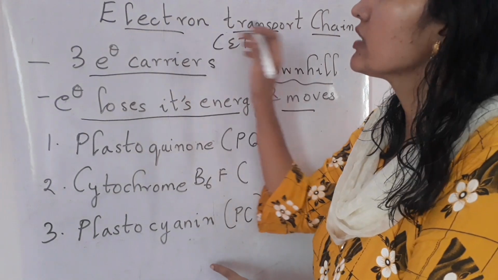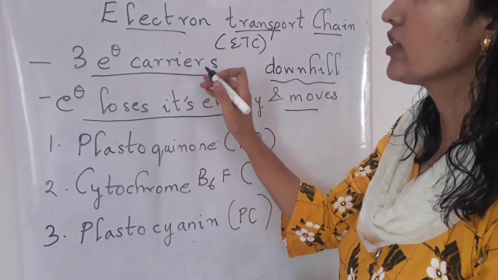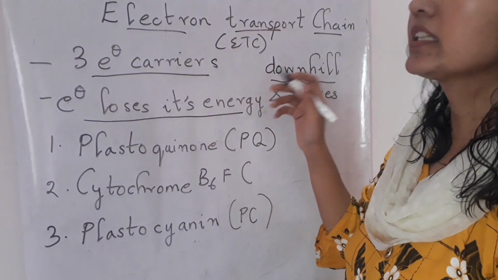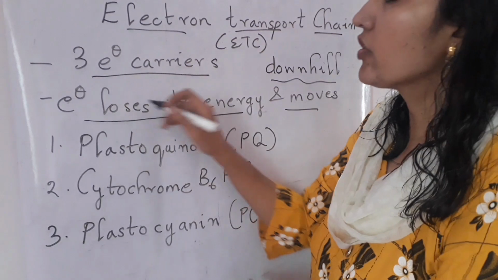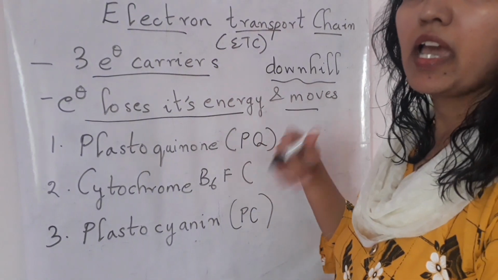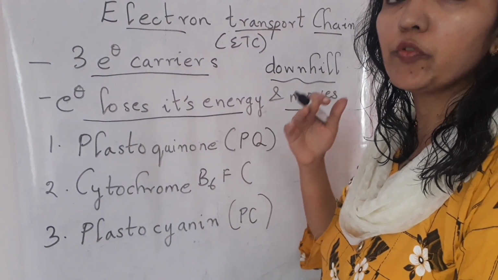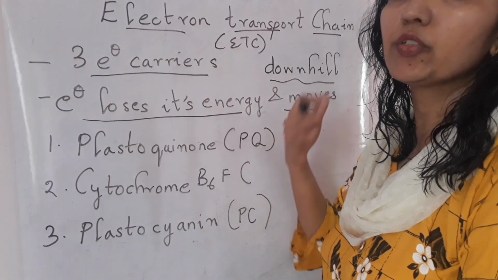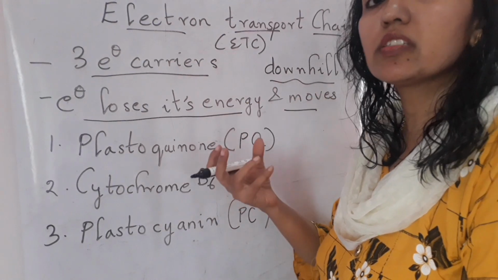So the electron transport chain consists of 3 electron carriers, and the electron moves downhill. The electron loses its energy whenever it moves from one electron carrier to another.